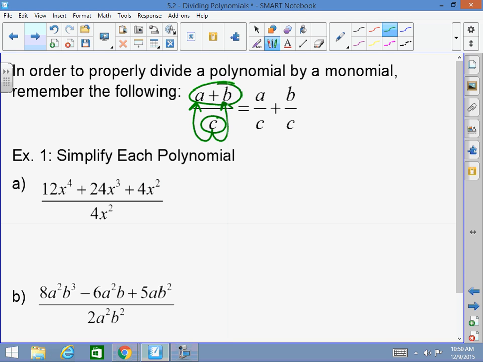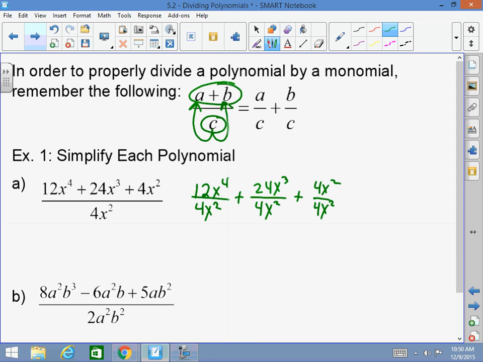For example, 12x to the 4th plus 24x cubed plus 4x squared divided by 4x squared. Yes, I could do this in my head. Whoop-de-doo for me. Who cares? Practice the long way until you've mastered it. What does the long way mean? It means this, guys. 12x to the fourth is being divided by 4x squared, plus 24x cubed is being divided by 4x squared, plus 4x squared is being divided by 4x squared.